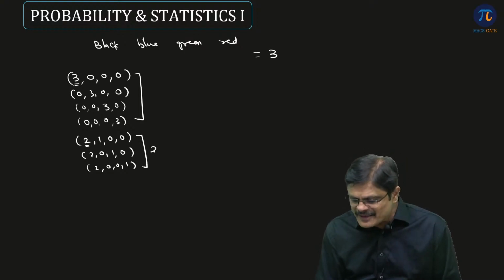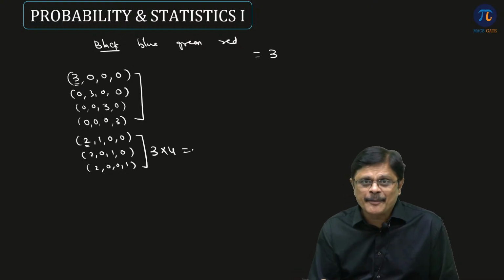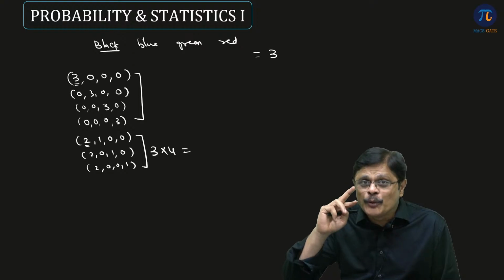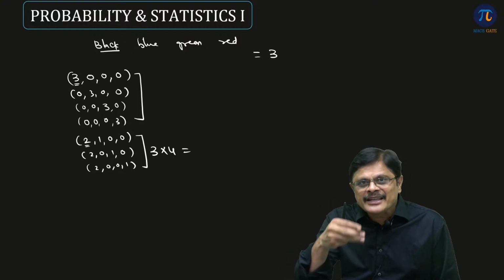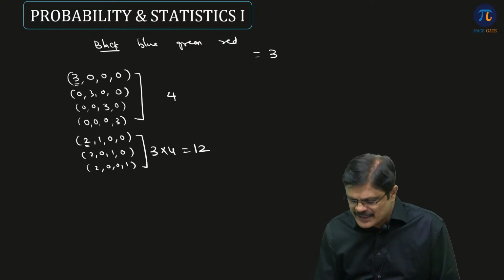So here we are having 3, and how many such possibilities are there? This is for black. So we are having such 4 different possibilities. That is, selecting 2 blue balls, again we get 3 different possibilities. So totally we are having 12, and it is 4 possibilities.